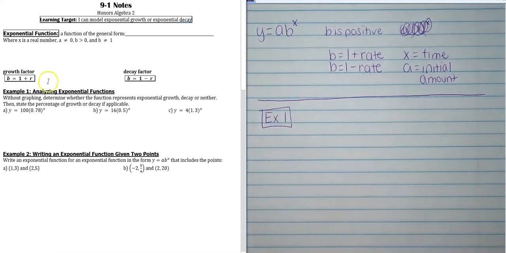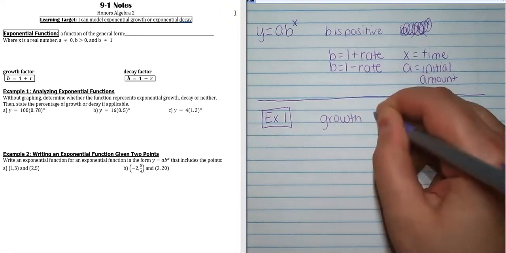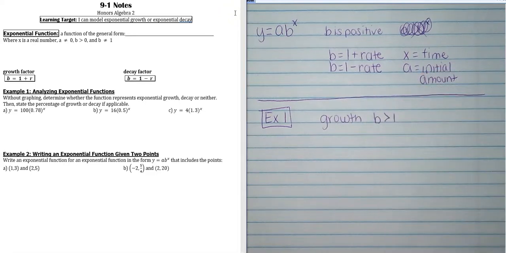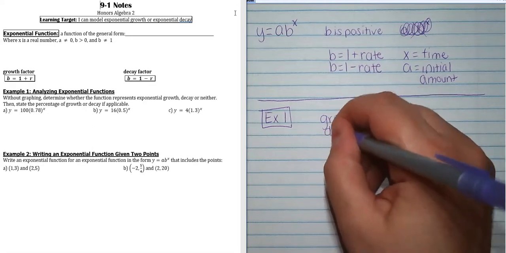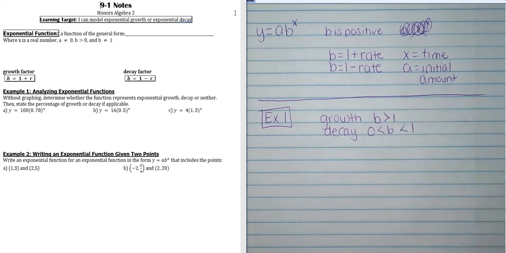So example 1 says, without graphing, determine whether the function represents growth, decay, or neither. Then state the percentage of growth or decay if applicable. Okay, so growth happens if the b value is anything bigger than 1. Decay happens anytime, since it can't be negative, the b value is between 0 and 1. Can't be equal to 0, can't be equal to 1. So between there, like a 1/2 or something like that.